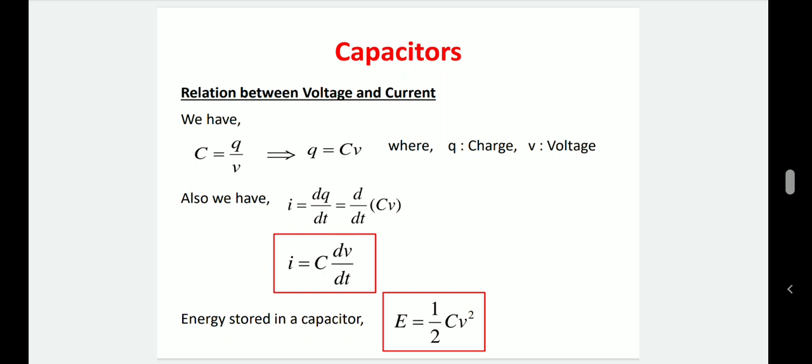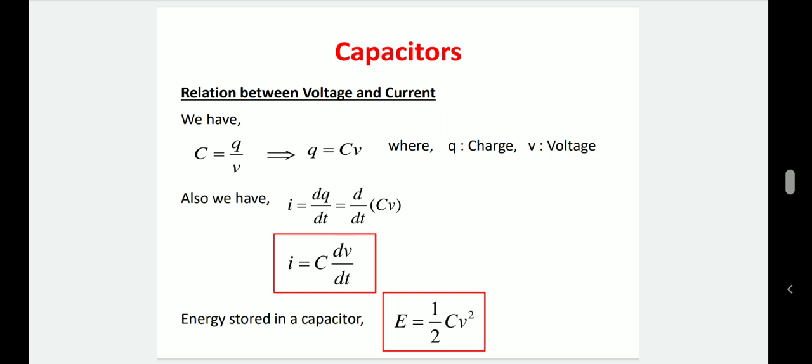We know that for a resistance, the relation between voltage and current is given by Ohm's law: V is equal to I into R. That is, V and I are directly related; V is proportional to I. Then similarly, what is the relation between voltage and current in a capacitor? That we are going to derive here.